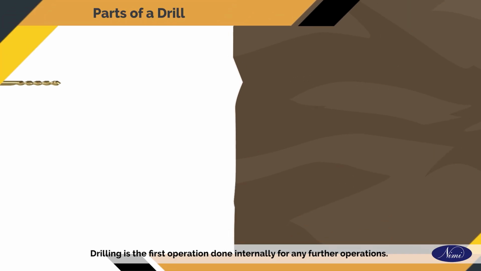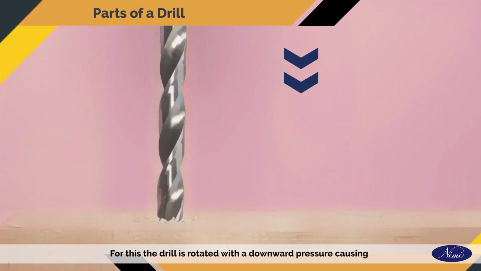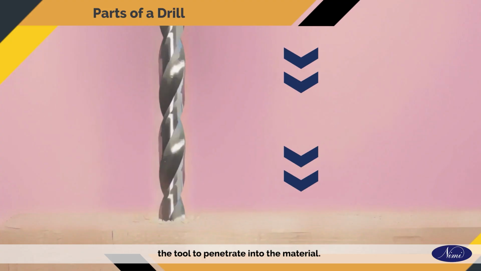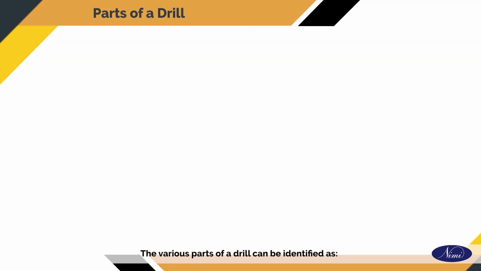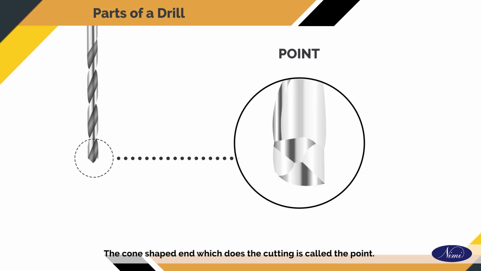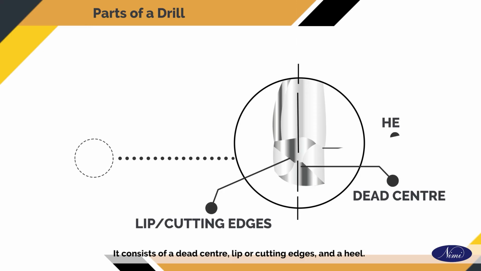Drilling is the first operation done internally for any further operations. For this, the drill is rotated with a downward pressure causing the tool to penetrate into the material. The various parts of a drill can be identified as point. The cone-shaped end which does the cutting is called the point. It consists of a dead center, lip or cutting edges and a heel.